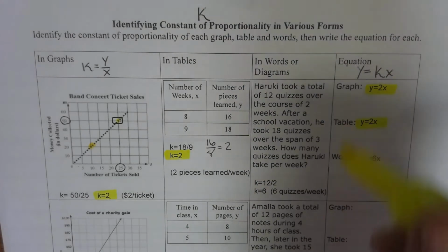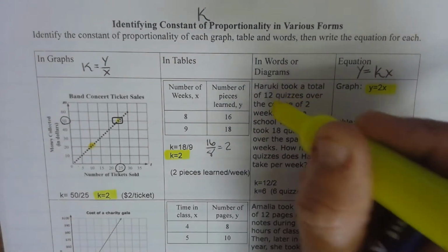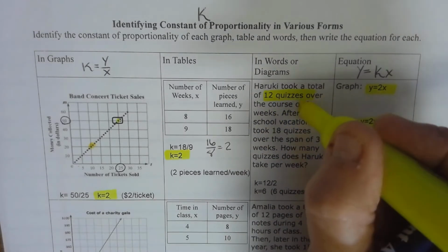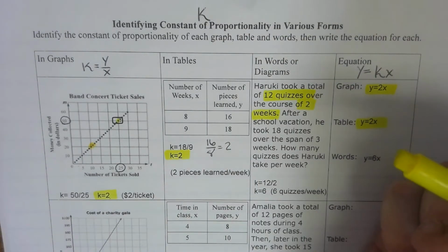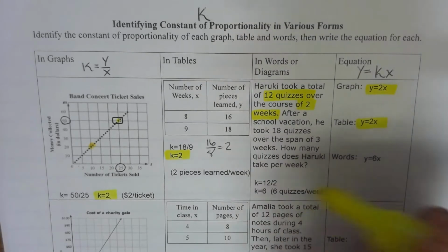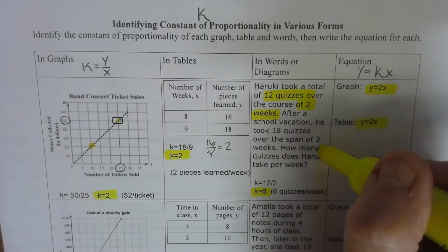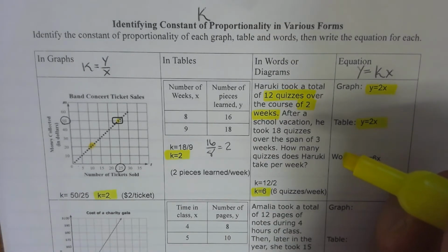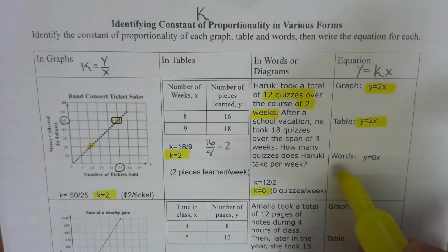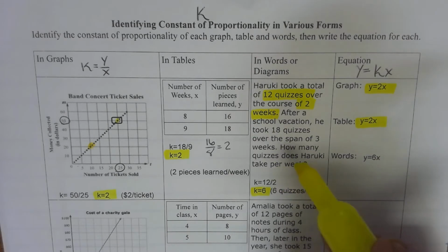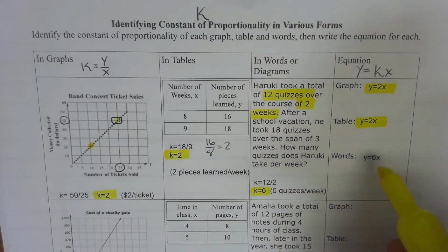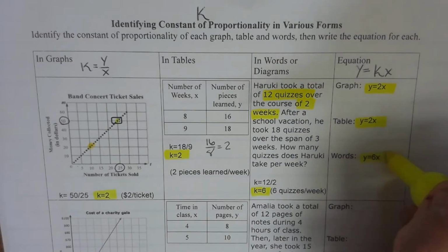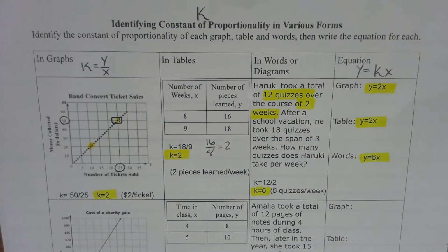Okay? In words, 12 quizzes in 2 weeks. So 12 divided by 2 is 6. You could also pick 18 over 3. You're still going to get the same thing. You're going to get 6. That's my constant of proportionality. And then in the final column, you come over to words. That would be this section. You plug your k in, and your equation is y equals 6x. All right?